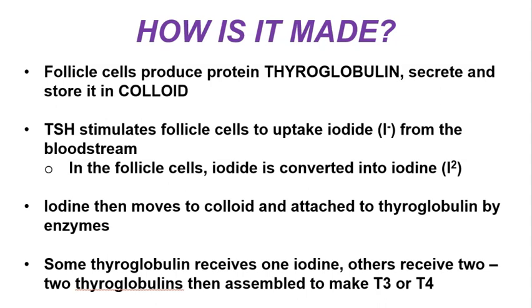Some of the thyroglobulins receive 1 iodine, while others will receive 2. When the hormone itself is assembled, 2 thyroglobulins are attached to one another, giving some of the hormone 3 iodine atoms in total, and some of them will have 4. Therefore, that will give us T3 and T4.